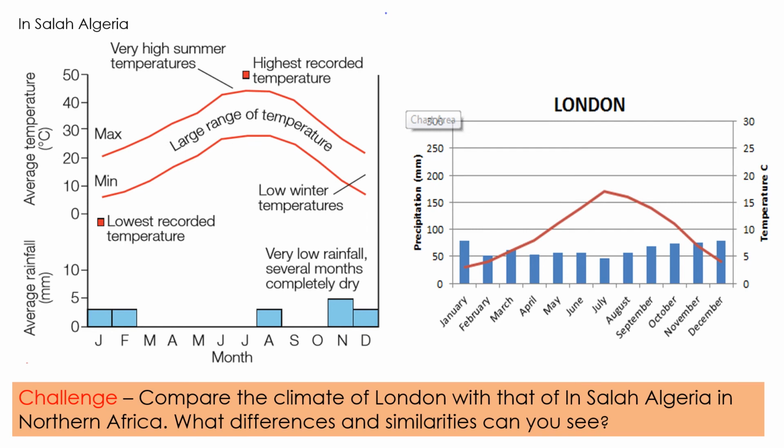But there are still some similarities. We can see that July and August are the hottest months, both in In Salah and in London. We can also see that in November, London receives some of the highest rainfall. That's the same in In Salah in Algeria, even though it may be significantly less. So just using now data from the 2 graphs, if you'd like to have a go at the challenge, please try to compare the 2 climates that you can see on the graphs in front of you. You can do that straight into your books. So pause the PowerPoint now if you want to have a go at that task.